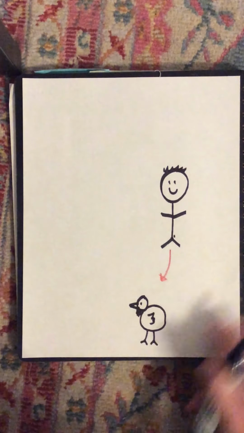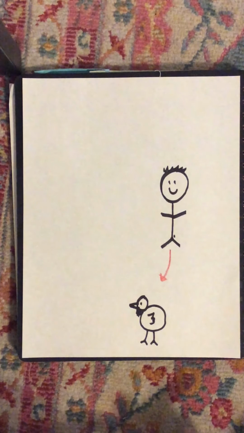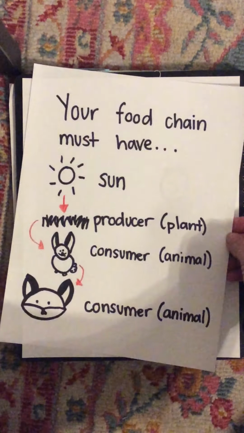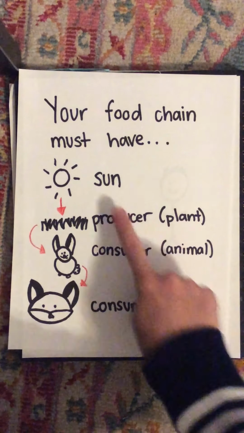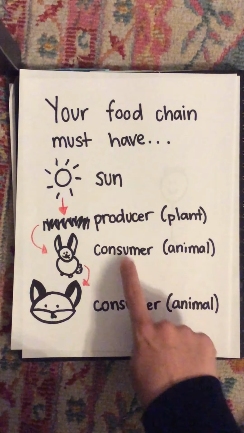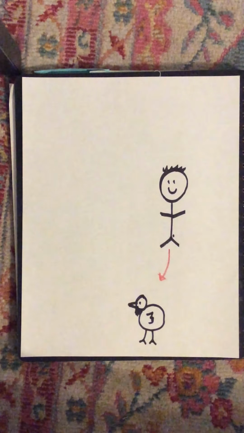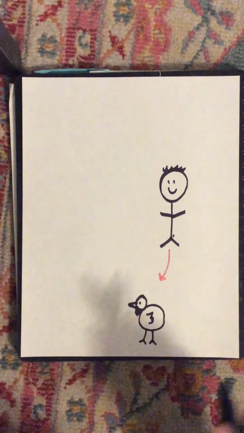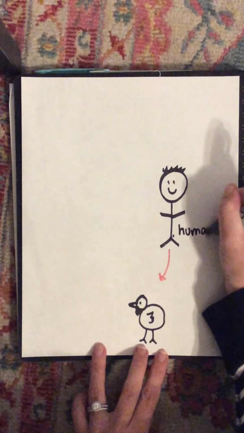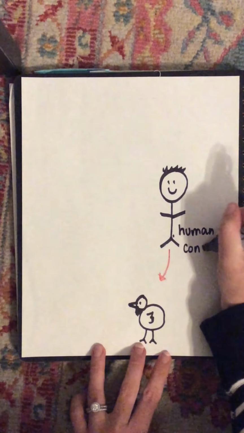Now, as you're making your food chain, remember, with all of our scientific drawings, it's important to label. So think back. What are humans on the food chain? We're not the sun, and we're not a plant. So we would be right here. We would be a consumer. Remember, consumer means eater of. So we're going to label our human as a consumer.